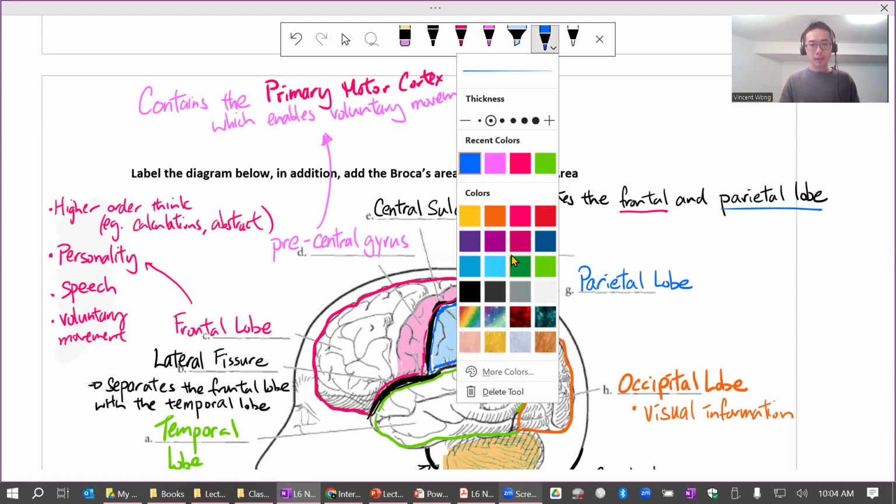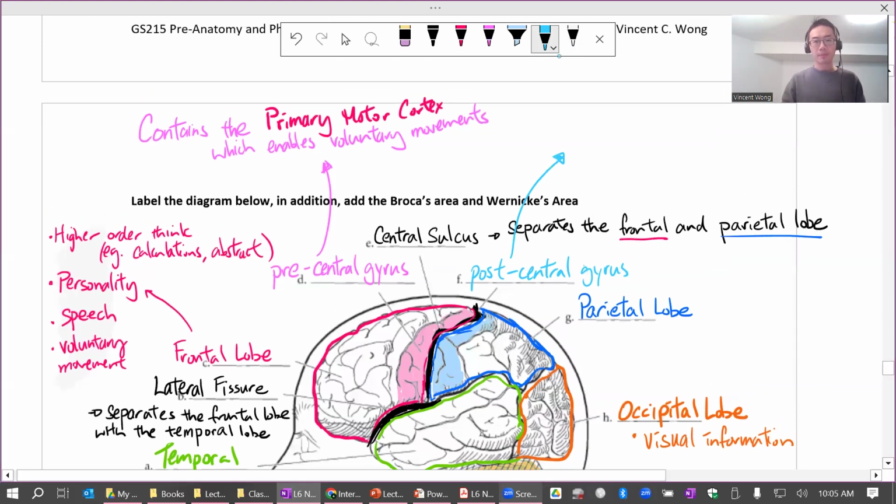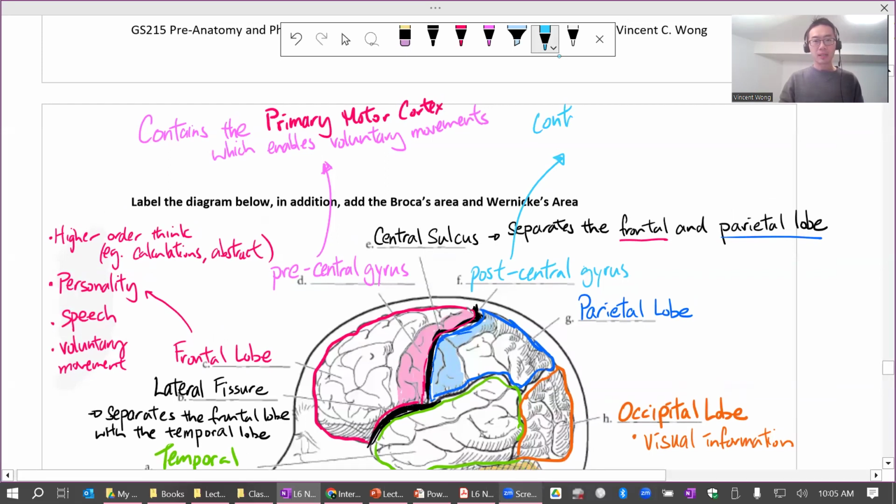This is going to be the post-central gyrus. Gyrus is a bump. This is a bump that is behind the central sulcus. So central sulcus, the groove, and then you have a precentral gyrus and a post-central gyrus. And I'll write it down for you first, and then I will explain. Okay, trust me. As soon as I explain it, it will make perfect sense.